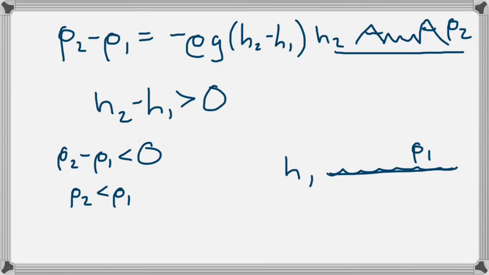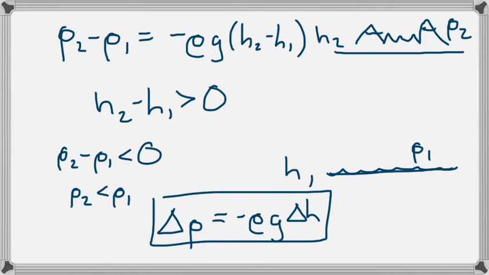We're going to use this equation in class tomorrow. We're going to be using it a lot. Sometimes this is written as delta P is equal to negative rho times g times delta h. So that's a hugely important equation right there.